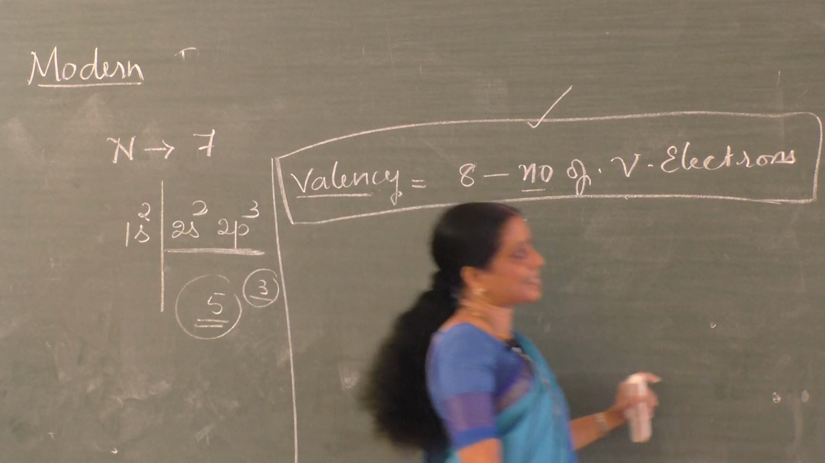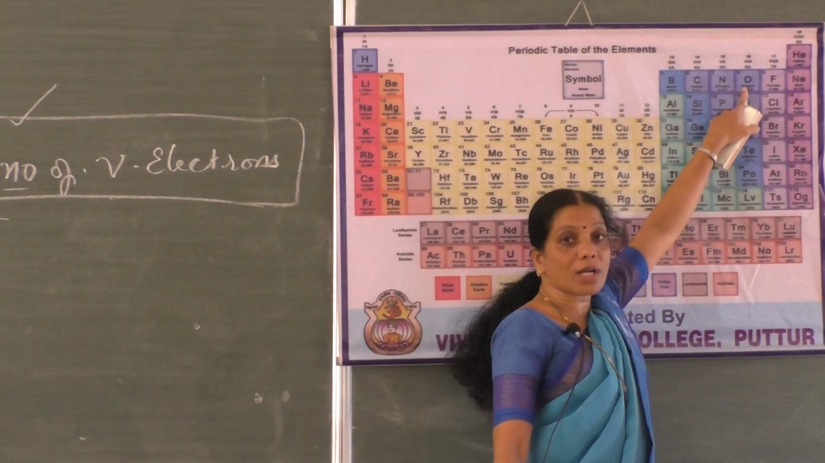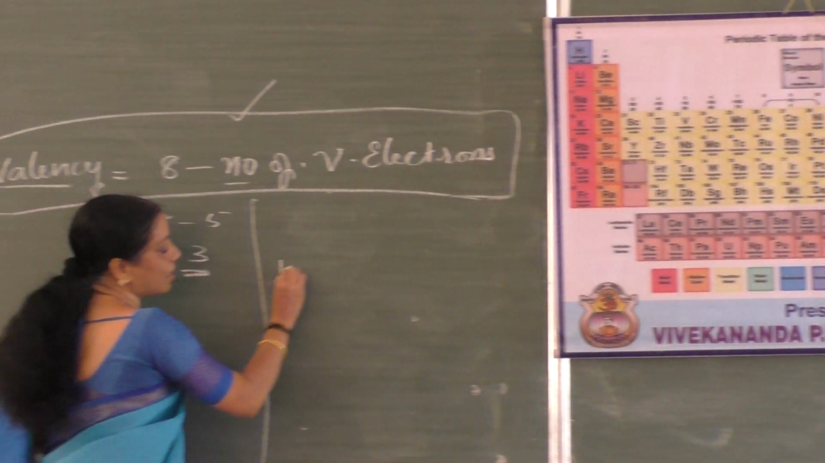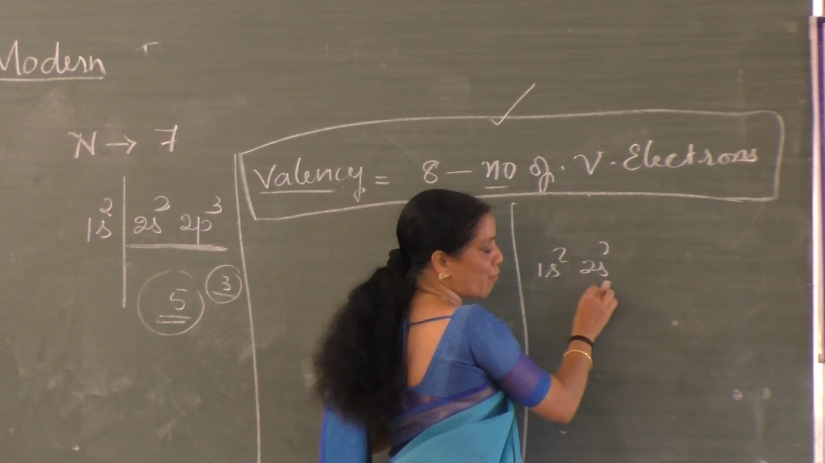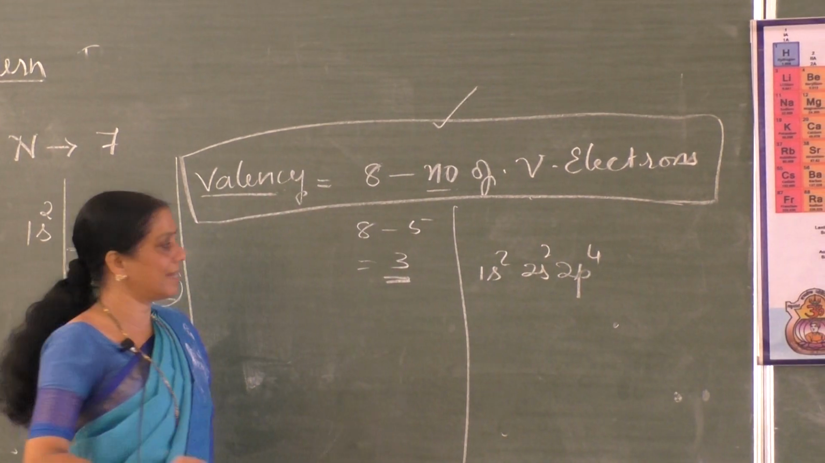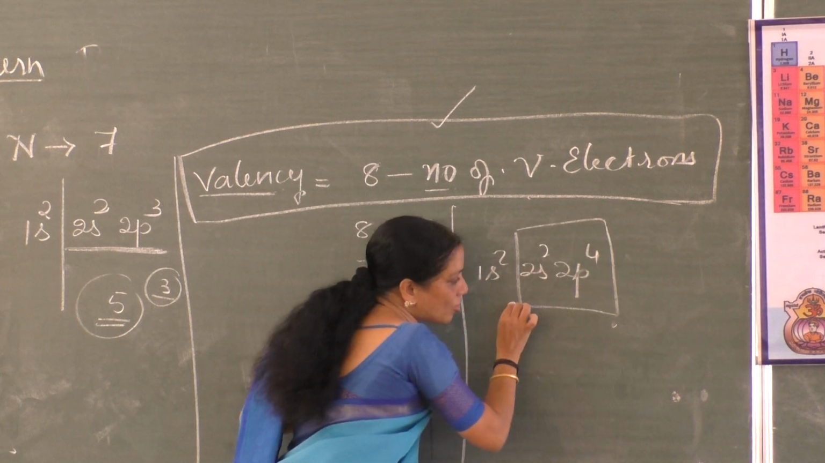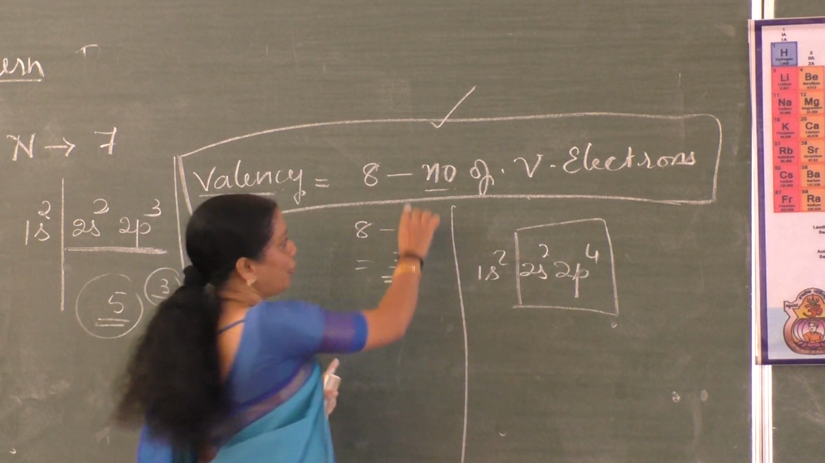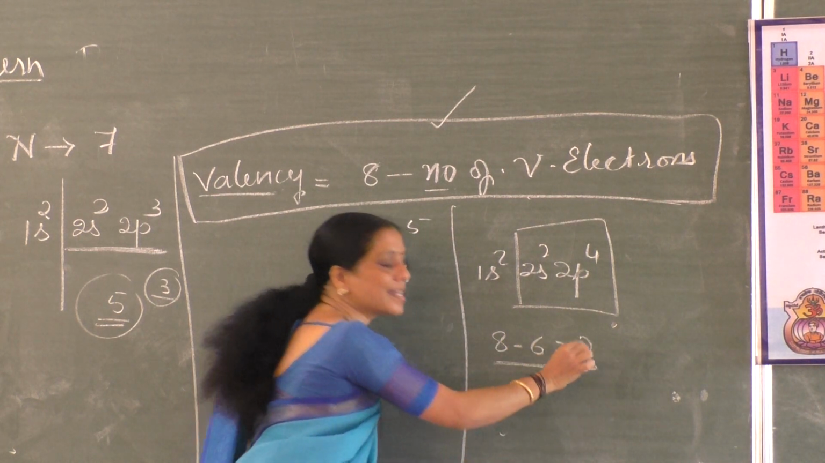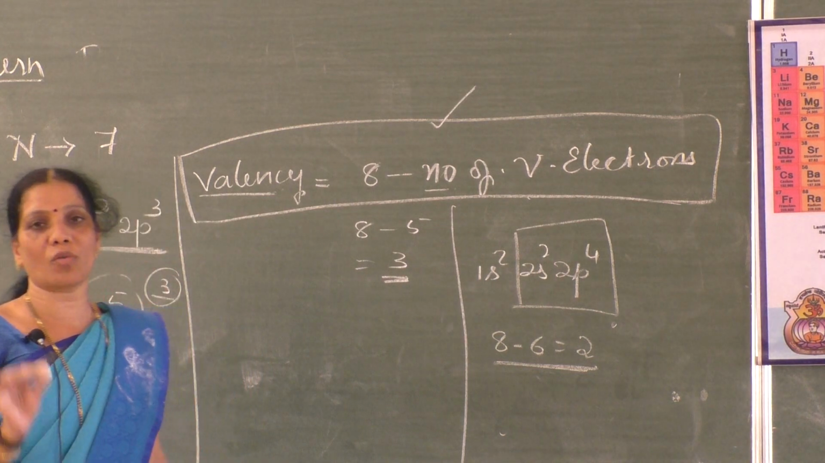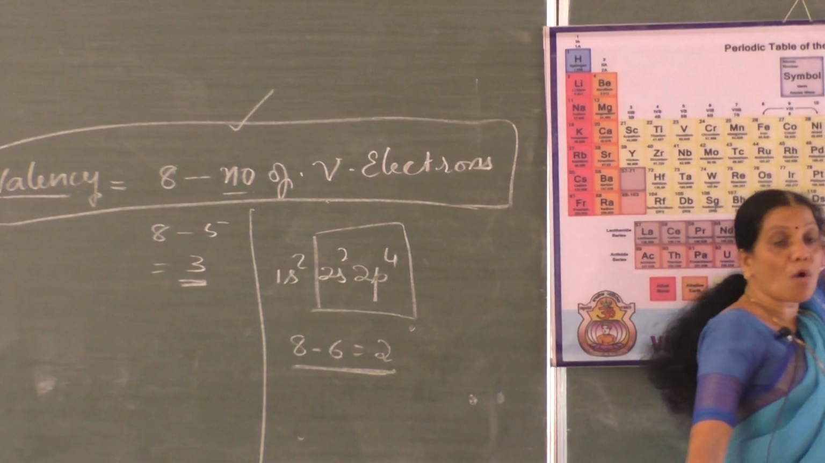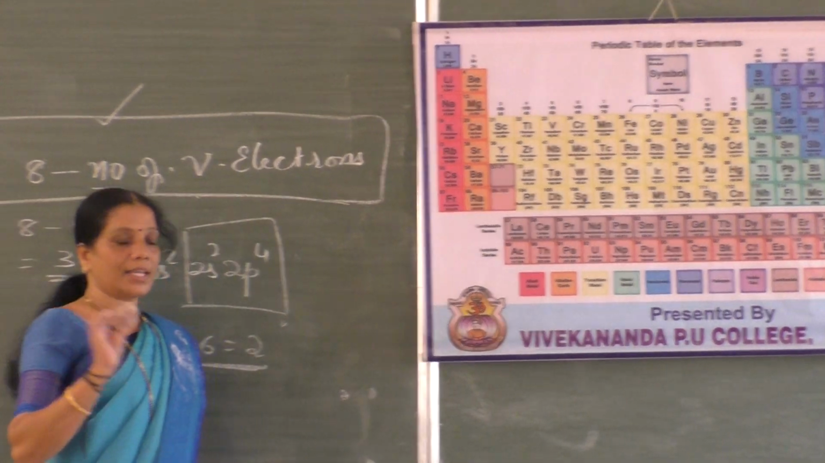Now consider the next element, oxygen. What is the atomic number? 8. The electronic configuration of oxygen is 1s2, 2s2, 4 electrons, and the next 4 electrons enter the p orbital of the second main energy level. Totally how many valence electrons are there? 6. Using this formula, 8 minus 6, how many? 2. We already know the combining capacity of oxygen is always 2. The next element is fluorine. What is the atomic number of fluorine? 9, isn't it?